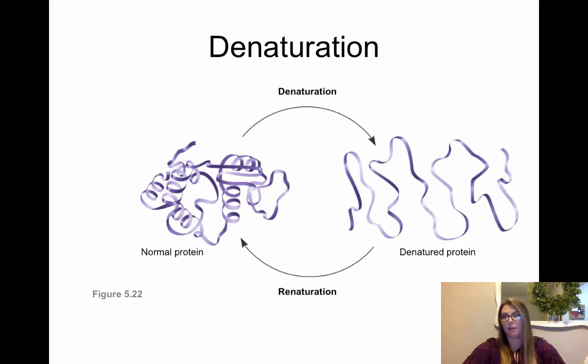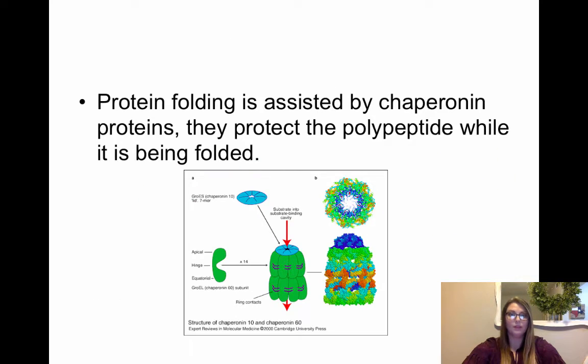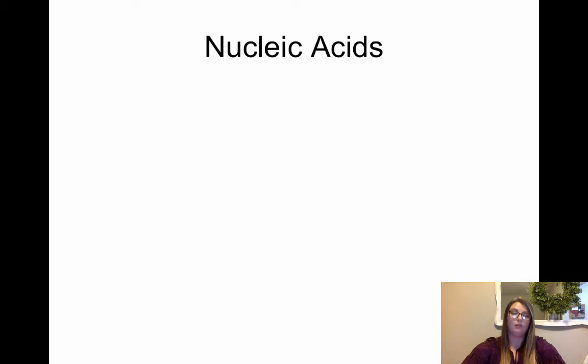And you can link that back to homeostasis. Remember that blood needs to be between a pH of 7.35 and 7.45. If it's outside of that range, then your hemoglobin isn't going to be able to function, and you're not going to be able to carry oxygen throughout your blood. So protein folding is assisted by chaperonin, and these proteins protect the polypeptide while it's being folded.